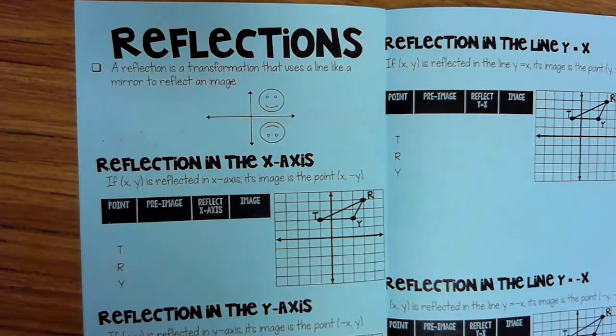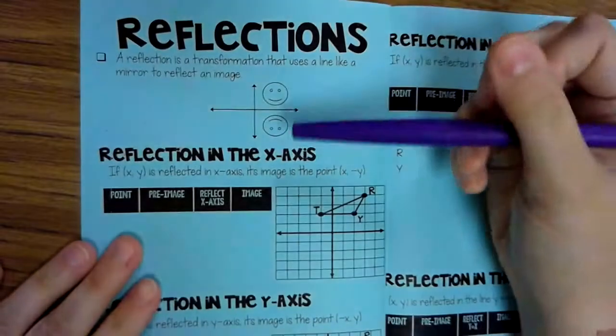All right, today we're on lesson 2.2. We're going to be talking about reflections. So reflection is a transformation that uses the line like a mirror to reflect an image. And so it's going to look something like this.